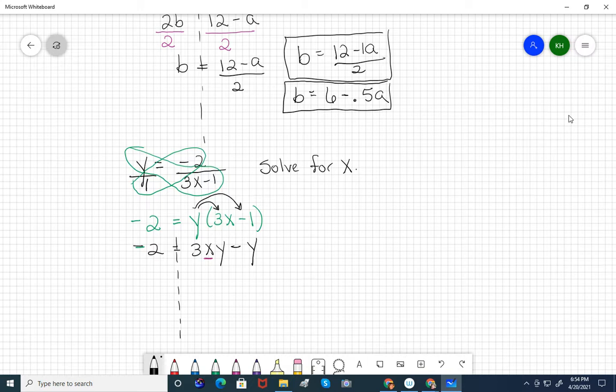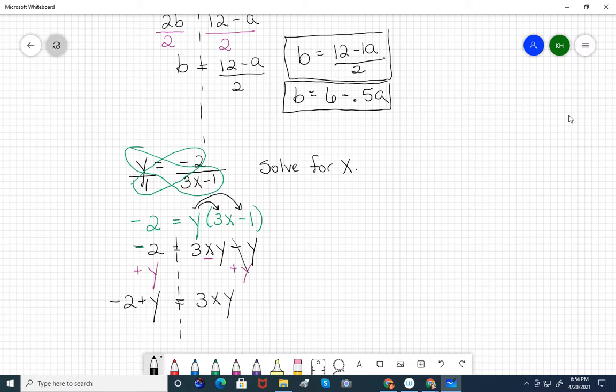So the first thing we do is do plus y. When I do plus y, this is going to become negative 2 plus y, or y minus 2, either way. Negative 2 plus y. On this side, 3xy minus y plus y. Well, minus y plus y is just 0. This side is just going to equal 3xy.